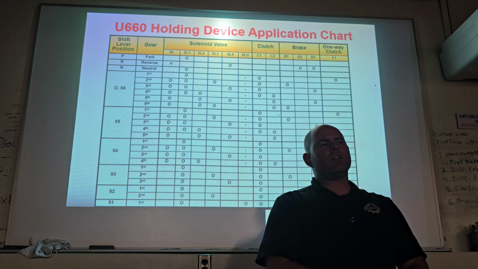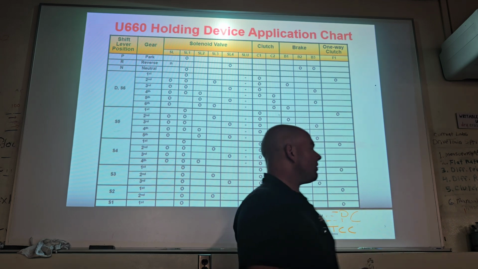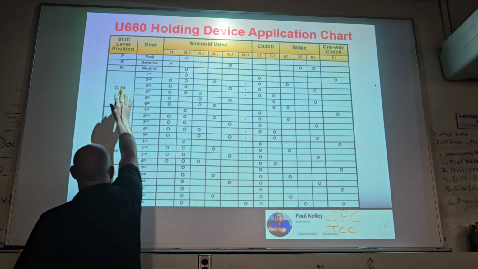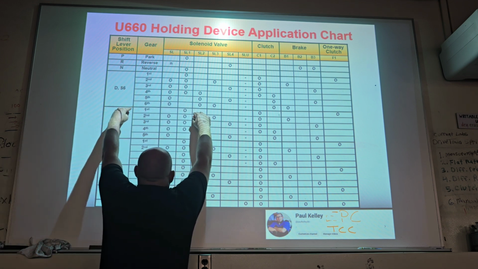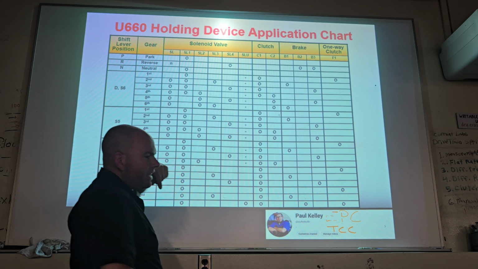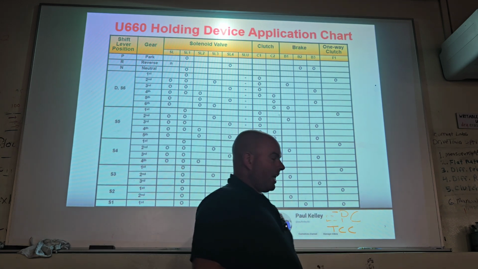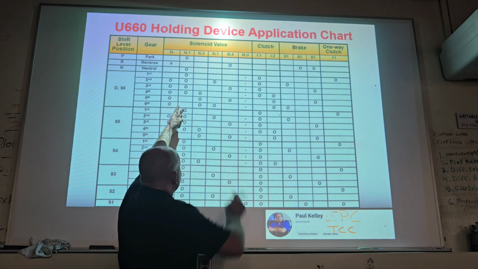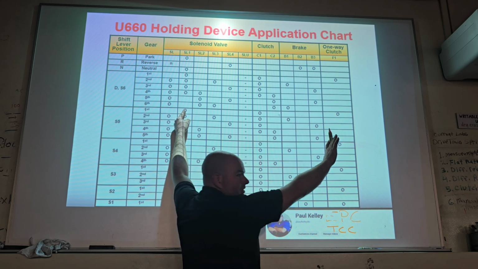You only want to really look at what's important. Generally, they're only going to be talking about what's in the drive range. So on the ASE, they probably won't even put this on the bottom here. That helps. But additionally, if you look at the answer choices and all the answer choices are shift solenoid, then I wouldn't even look at the clutches and brakes.